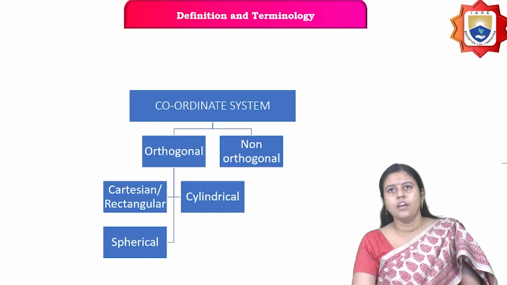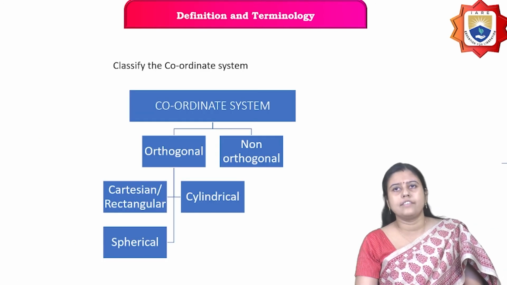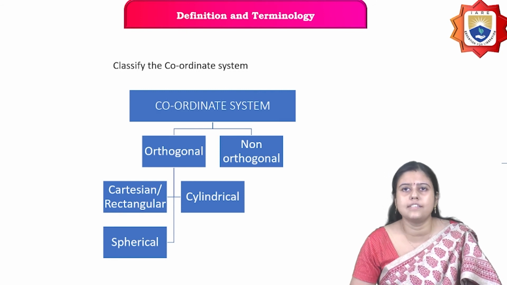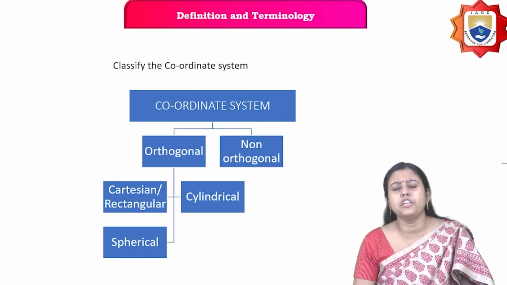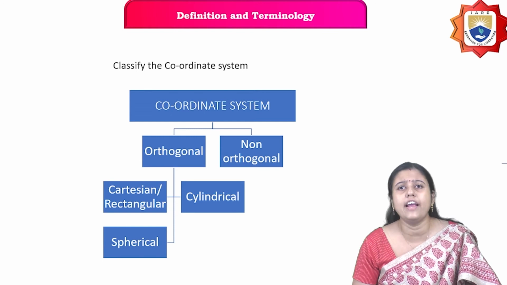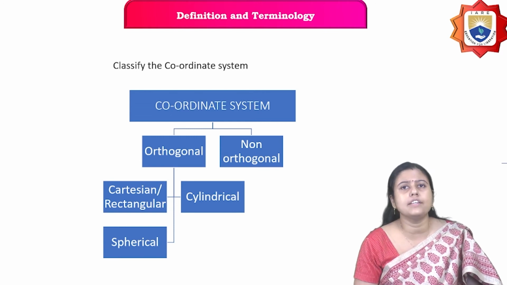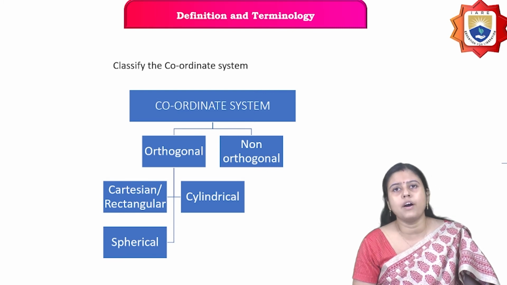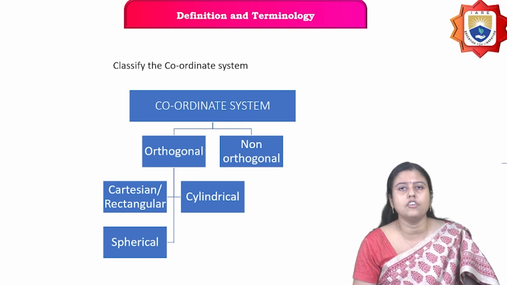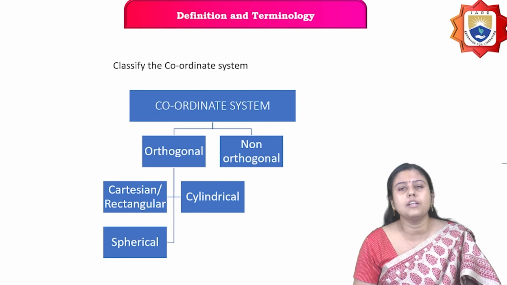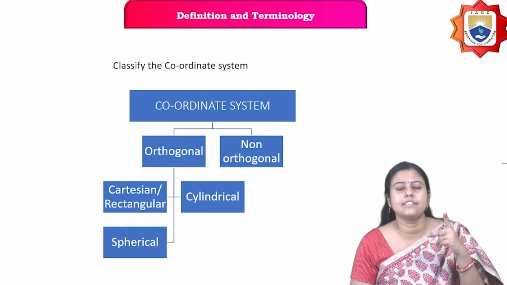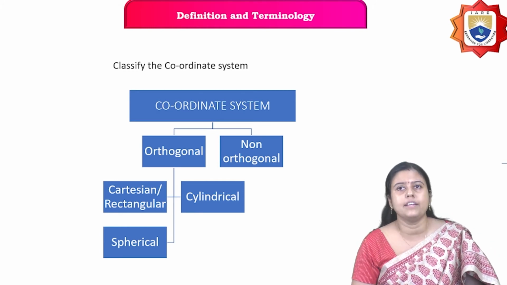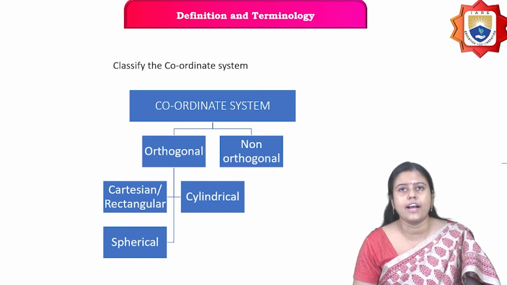Next question. So we will classify the coordinate systems. We use coordinate systems from our very childhood, and basically there are 2 types. One is orthogonal, another one is non-orthogonal. Orthogonal means the 3 axes are 90 degrees apart, and non-orthogonal means the axes are not 90 degrees apart.